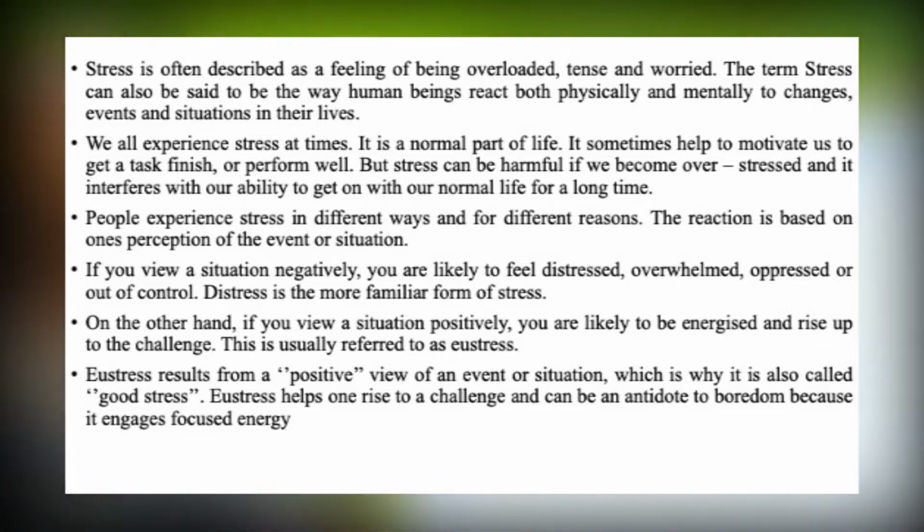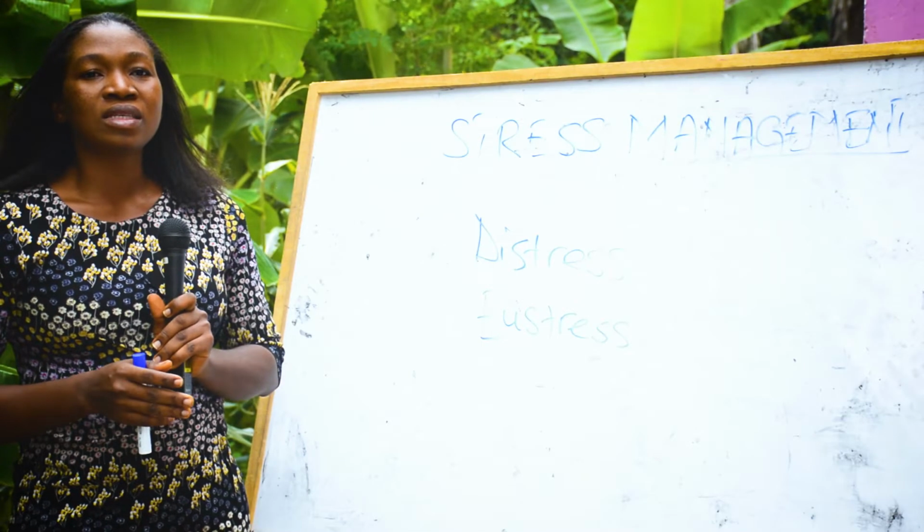On the other hand, in situations where people react positively to stress, it is referred to as eustress. E-U-S-T-R-E-S-S. Eustress. Between these two situations, the one which usually prevails or predominates is distress. This is because people tend to react negatively to stress. Let's look at the types of stress.